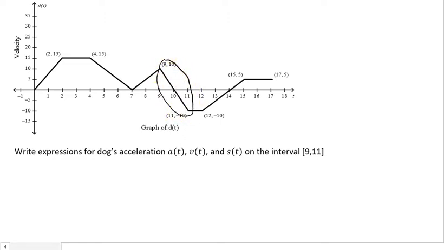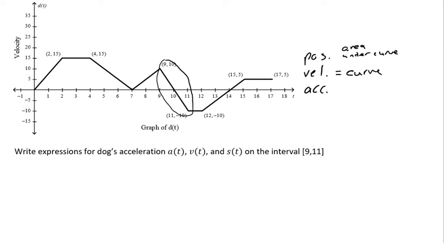We're trying to write velocity, acceleration, and position functions. So if we're talking about, over here, position, velocity, and acceleration. Well, velocity is what they give us. That's the graph itself. That's the curve. So if we want to find the position, we know that it's the integral of the velocity. So the position is going to be the area under the curve, because of that relationship between position and velocity, that the position is the integral of the velocity. And then acceleration is the derivative of velocity, which means that the acceleration is going to equal the slope of the curve.